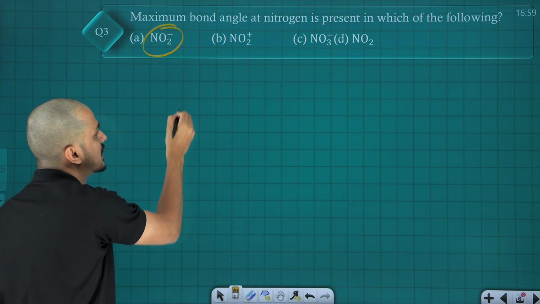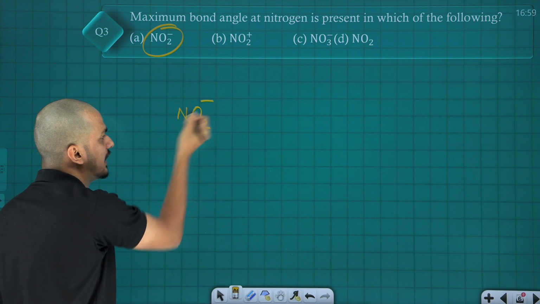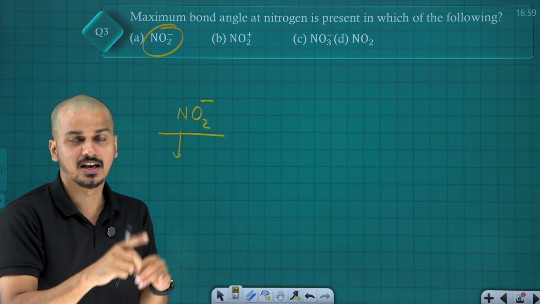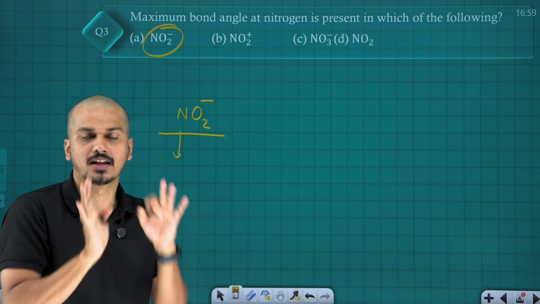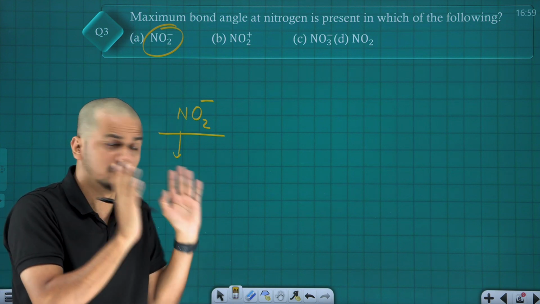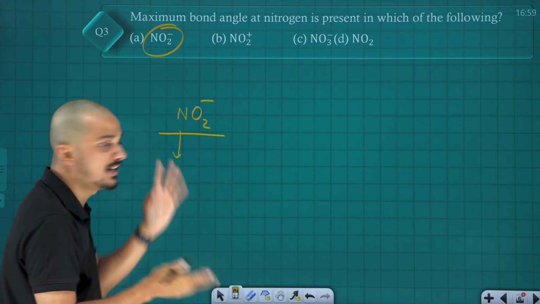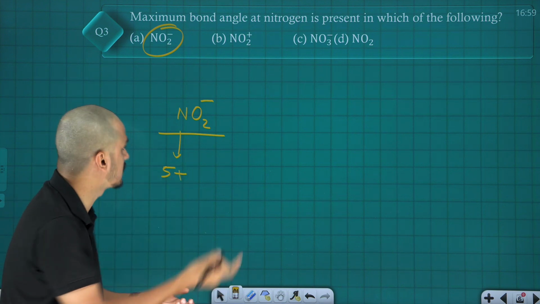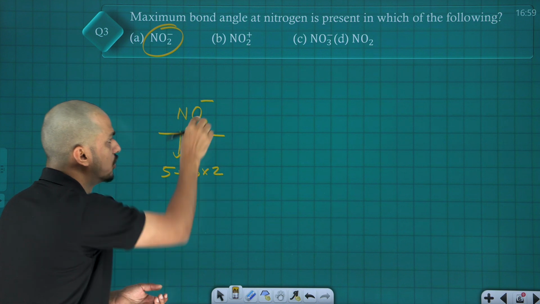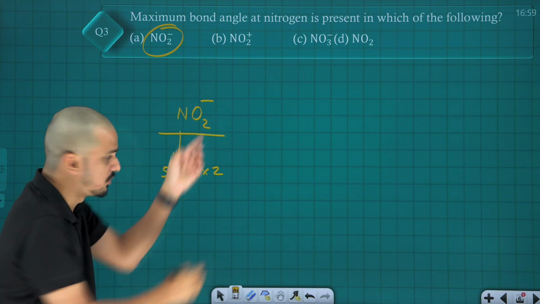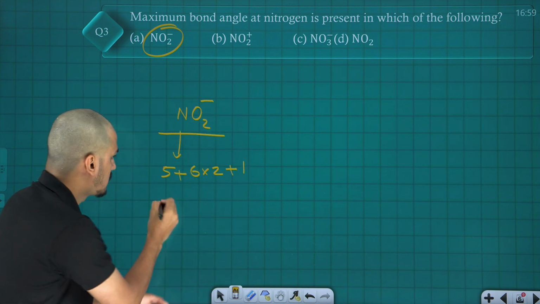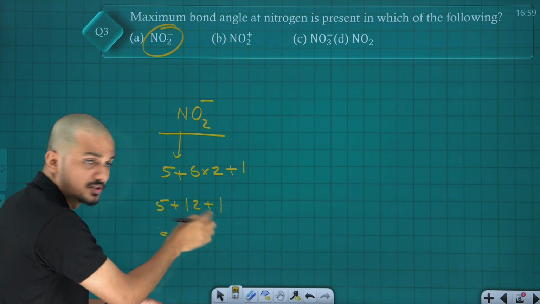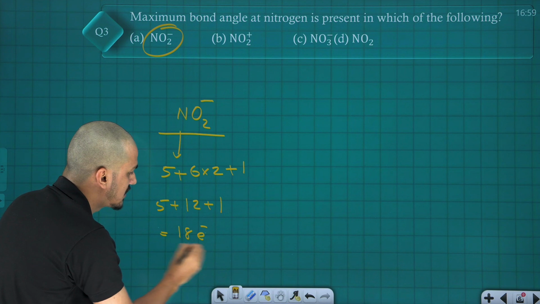See, NO2 minus if I am taking, in nitrogen how many valence electrons are there? If we are finding bond pair, lone pair, that time we have to use the valence electrons. In nitrogen, how many valence electrons are there? 5. In oxygen? 6. 6 into 2, 2 oxygens are there. And minus 1 means we have to add 1. So 5 plus 12 plus 1. Total is 18 valence electrons.